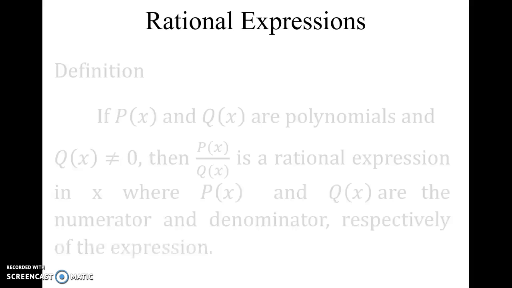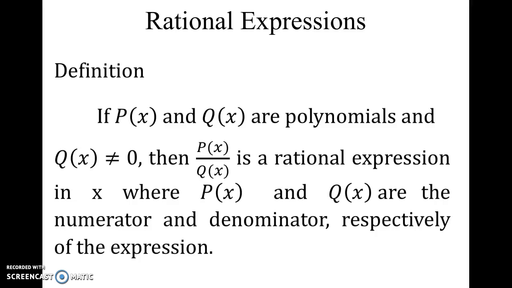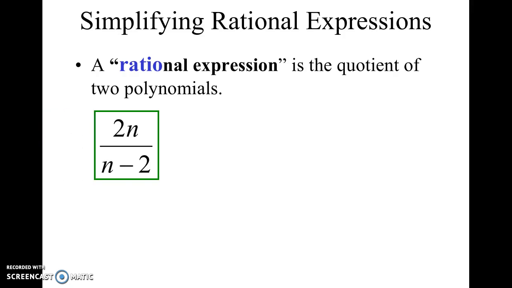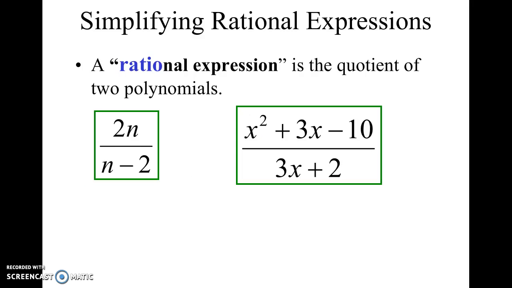What are rational expressions? It is defined as follows: if p of x and q of x are polynomials and q of x is not equal to 0, then p of x over q of x is a rational expression in x, where p of x and q of x are the numerator and denominator respectively of the expression. We're simply saying that a rational expression is the quotient of two polynomials. An example would be 2n all over n minus 2, or x squared plus 3x minus 10 all over 3x plus 2.